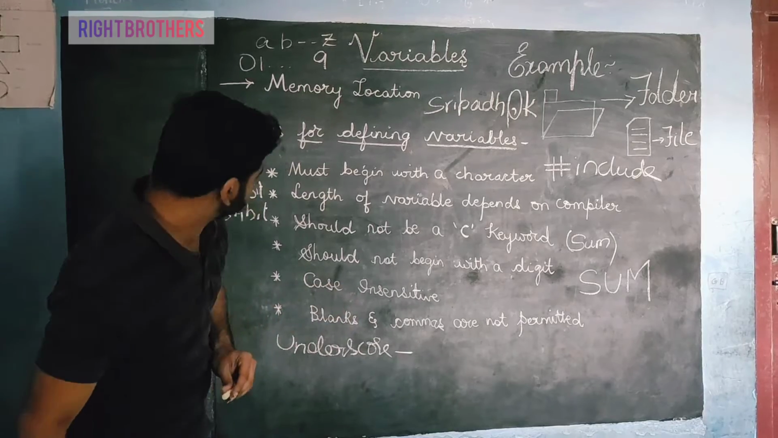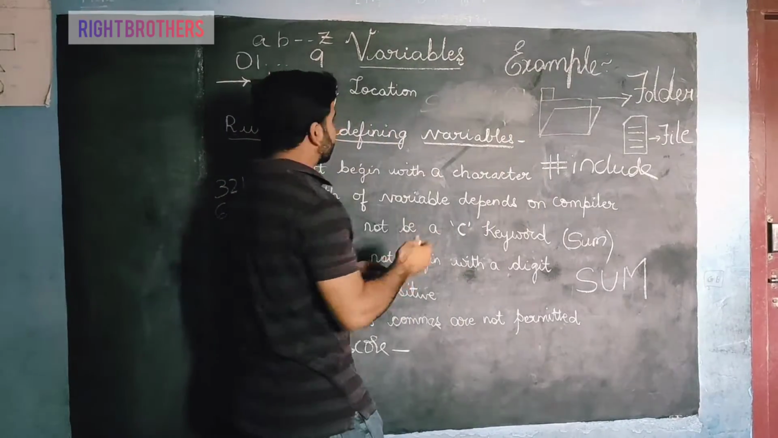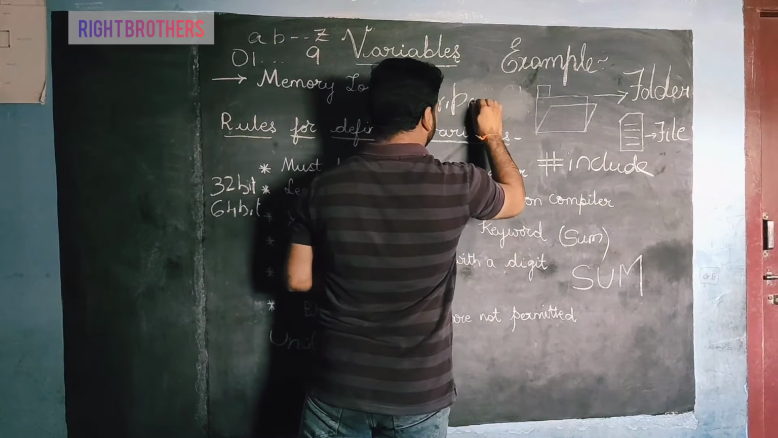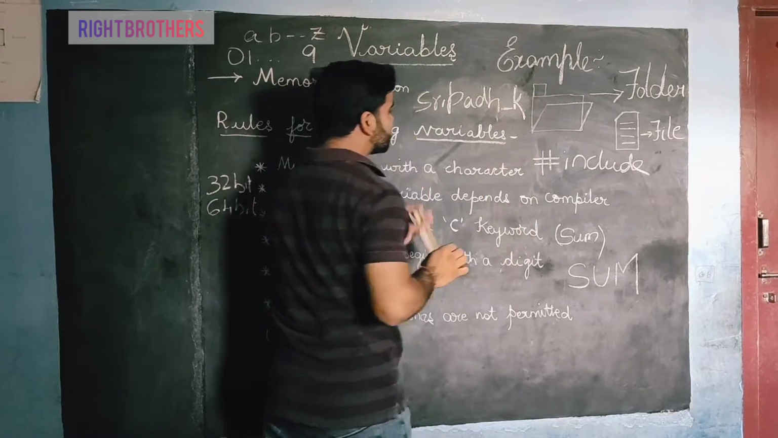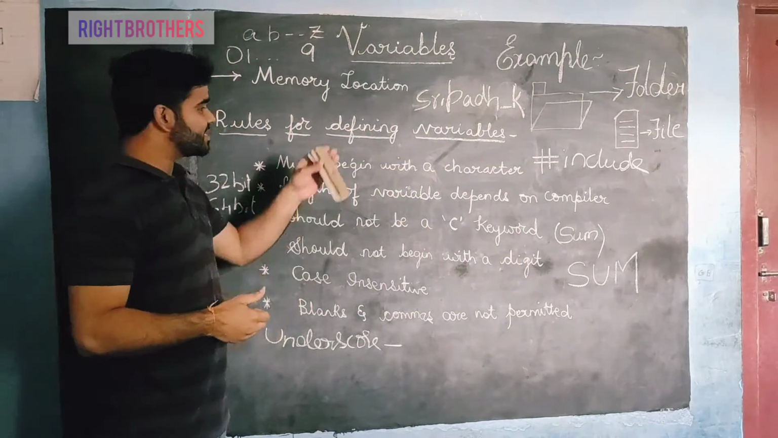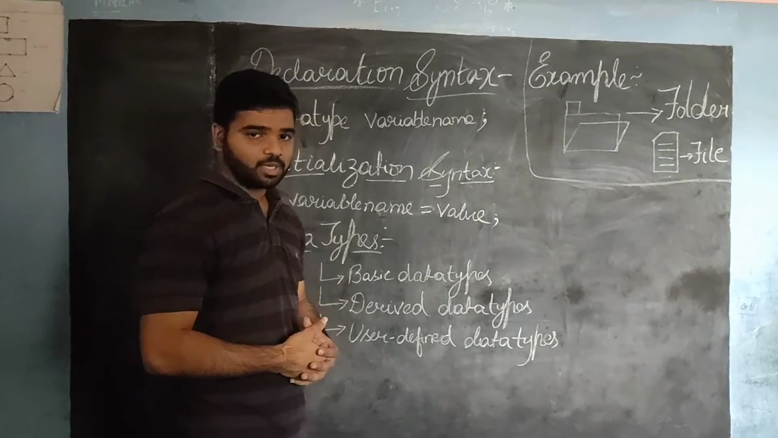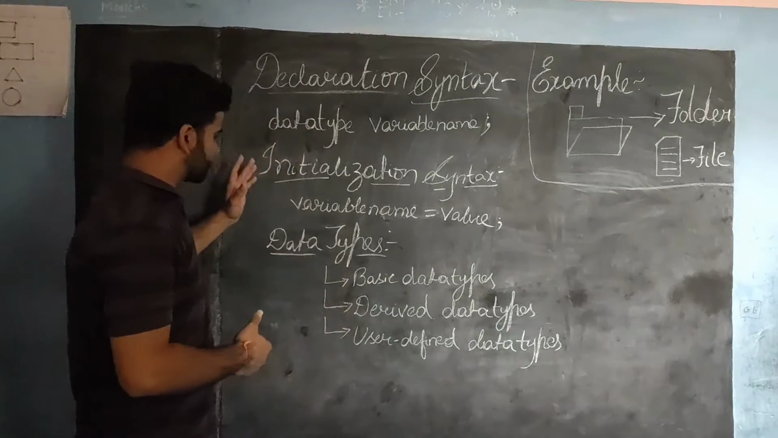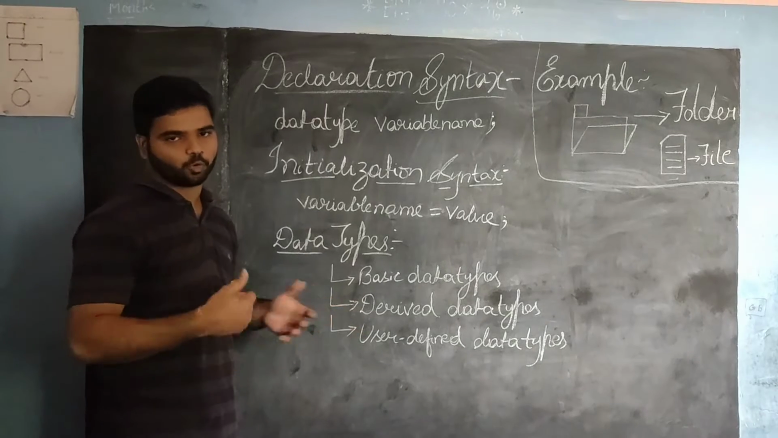So, if I declare the same Sripad underscore K, this variable will be taken as a valid one. We have seen the rules to declare a variable. Now let us see the syntax to declare a variable, the syntax to initialize a variable, and what are the data types that are present in C programming.